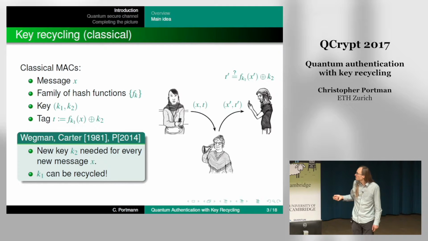Now, the idea is that since this part of the tag is hidden by this part, Eve is listening to it, and she's not going to get any information about it. So she gets no information about K1, so you can recycle K1, you just need a new K2 each time you use it. And when you think about it a bit, it's kind of obvious. If you send n bits of information, Eve gets n bits of information about the key, so you lose n bits. And you can't do anything better in the classical case.